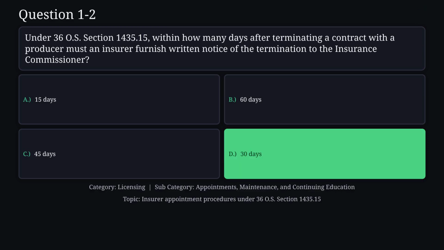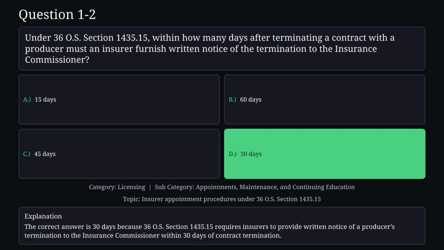The correct answer is D. The correct answer is 30 days because 36 OS Section 1435.15 requires insurers to provide written notice of a producer's termination to the insurance commissioner within 30 days of contract termination.